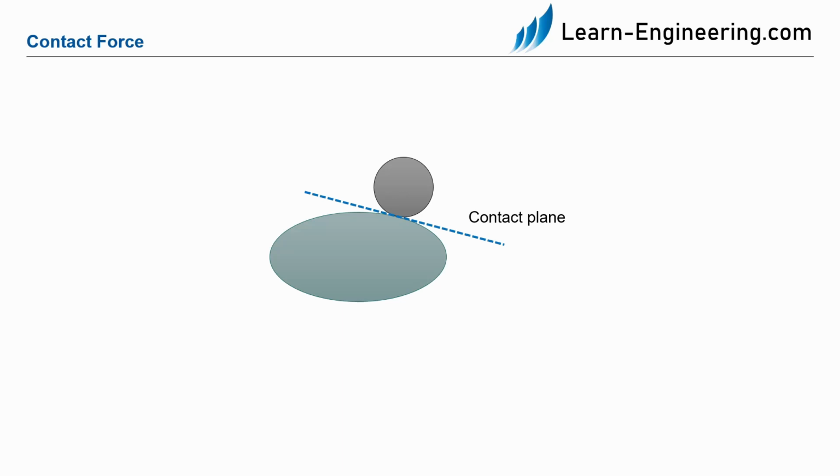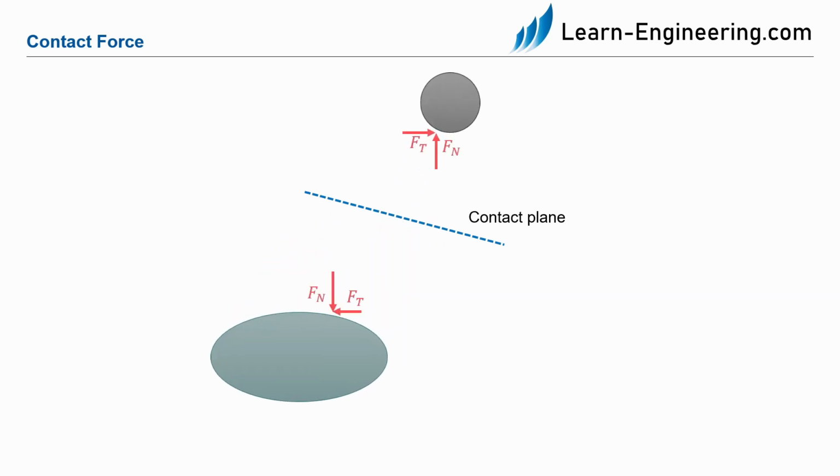Now we consider the contact force between 2 bodies. As we know, in statics we consider rigid bodies. This means that the bodies touch each other at an infinitesimal small point. At this point, the contact force acts with the same magnitude but in opposite directions on both bodies. The contact force can be divided into 2 components. The tangential force lies on the contact plane and the normal force is perpendicular to it. The normal force is based on the pressure between the 2 bodies. The tangential force is based on the roughness of the bodies. If the bodies are ideally smooth without roughness, the tangential force is 0.